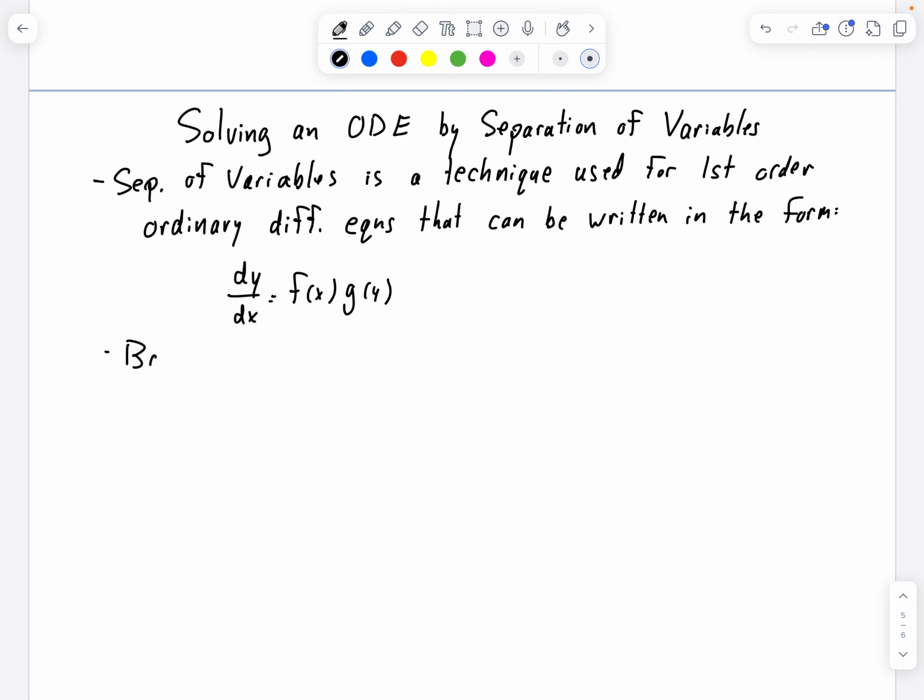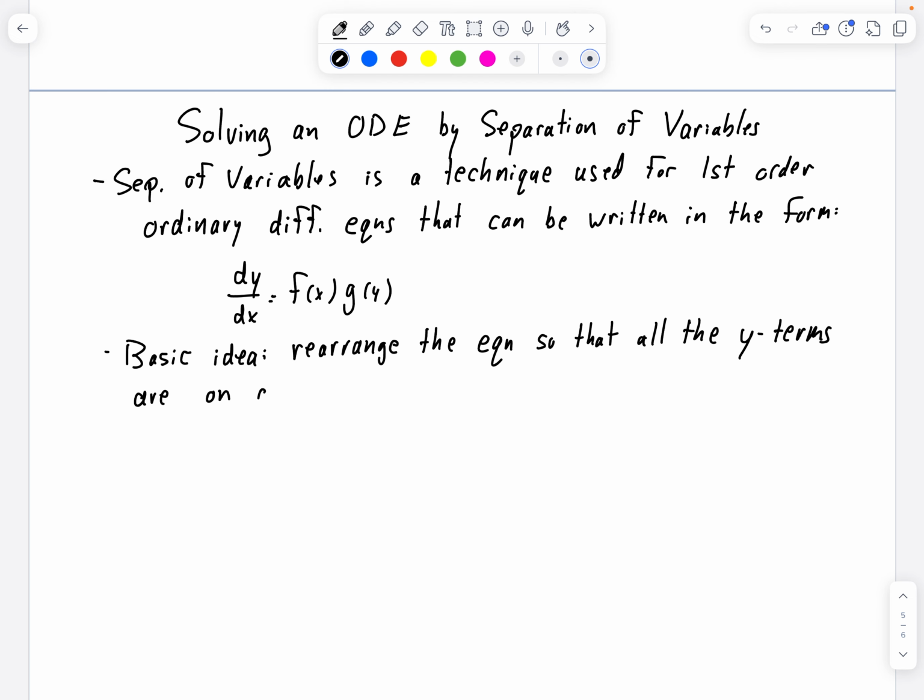And so the basic idea behind this technique is that we're going to rearrange this equation so that all of those y terms are on one side and so that all the x terms are on the other side. So we can follow a series of simple steps.